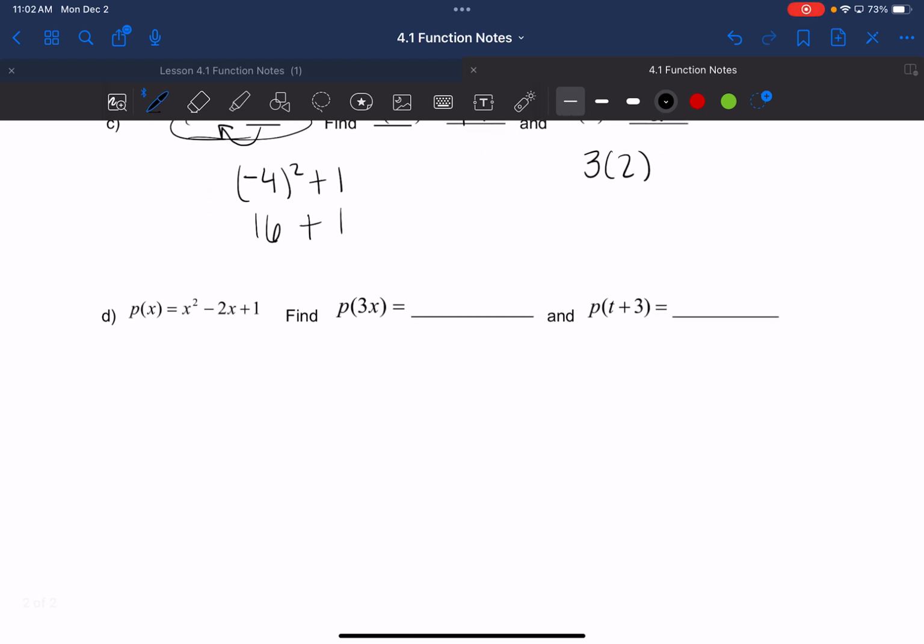Part D says p of x is equal to x squared minus 2x plus 1. And they say to find two things. They say find p of 3x. So what does that mean to do? Plug in 3x anywhere there is x. Okay, so I'm going to take this function, and anywhere I see an x, I'm going to replace it with 3x. So I'll have 3x squared minus 2 times 3x plus 1, right?